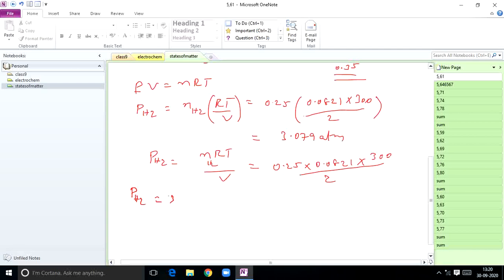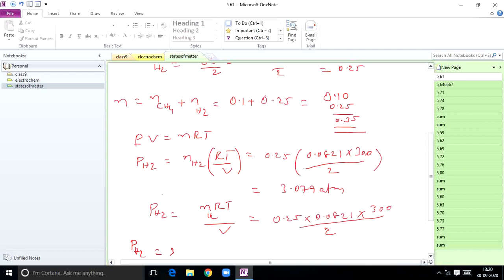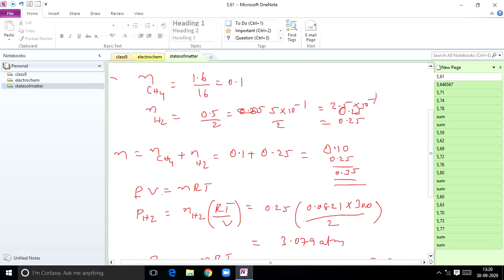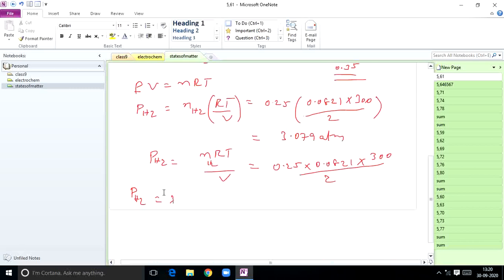Sorry, again we calculated that. Partial pressure of methane, how much, students? Okay, we have to calculate partial pressure of methane. Again I repeat it.